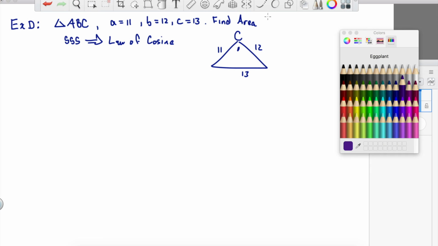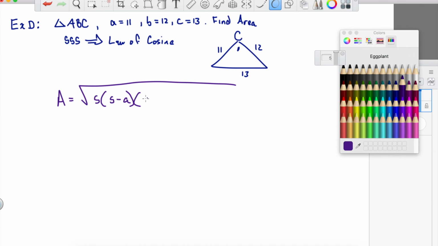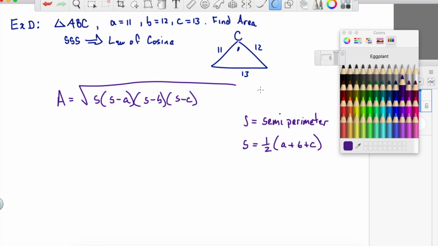So let's check out this new formula from our guy Heron, which said that the area of a triangle given 3 sides is the square root of S times S minus A times S minus B times S minus C. What is S? S is the semi-perimeter. Now, semi means half, like semicircle. So we need to find half of the perimeter. And so that is half of all the sides added up. A, B, and C represent the sides of the triangle.